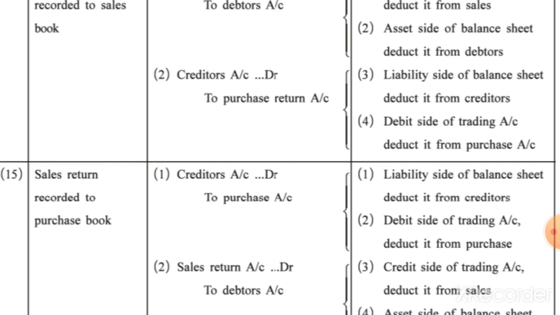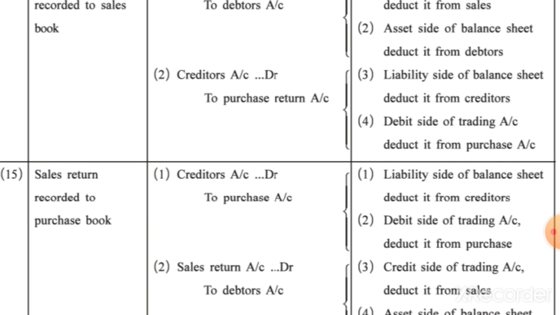Okay, so the journal entry, that would be creditors account debit to purchase account credit, because that was the wrong effect. By mistake you have posted it in purchase book. So the wrong effect that you had given, that is creditors account debit to purchase account credit. It means you have to rectify that entry. To rectify that entry, you will subtract from creditors account and you will subtract from purchase book also.